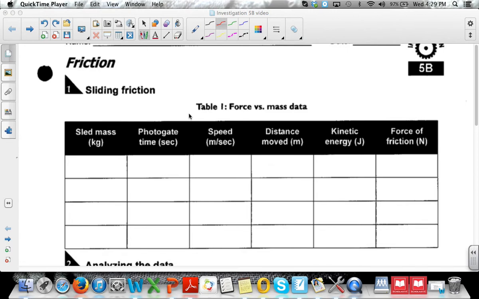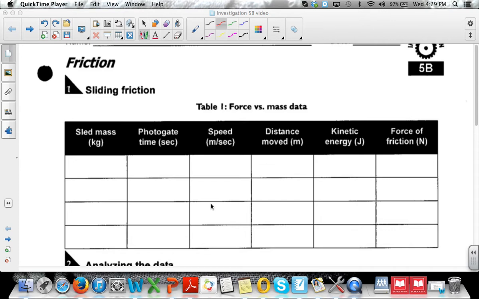If you're just filling out stuff in your workbook, you're missing out on some things, and you're not going to get credit. Your workbook doesn't have the graph, it doesn't have all the space in the tables, and it's missing a lot of things. There's two graphs, so it's missing both of those. So you definitely need to print this worksheet. It's on Moodle in the investigations folder.